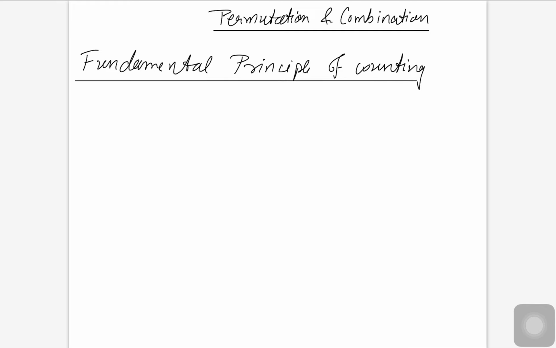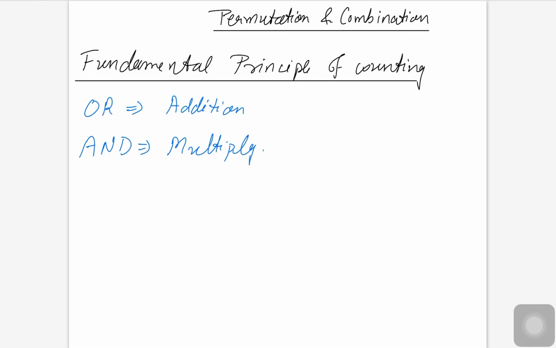Now what is the fundamental principle of counting? There are two methods of counting. The first one is "or" and the next one is "and". What is the "or" method? What is the "and" method? "Or" means the method of addition. Just simply read the question, and if there is "or", then you have to add them, and if there is "and", then you have to multiply. Now what we have to add and what we have to multiply, we are definitely going to learn.